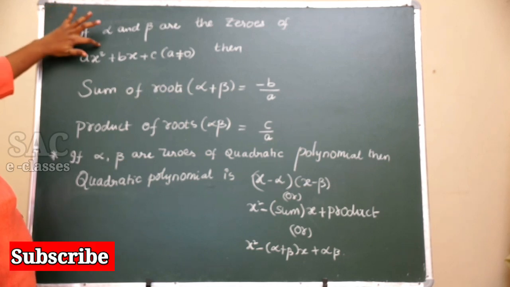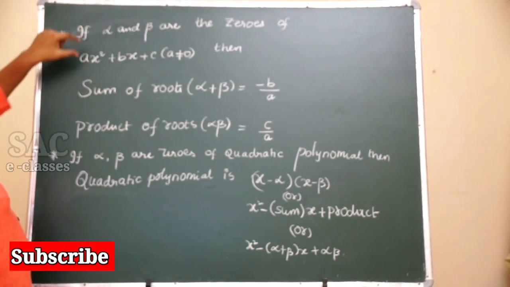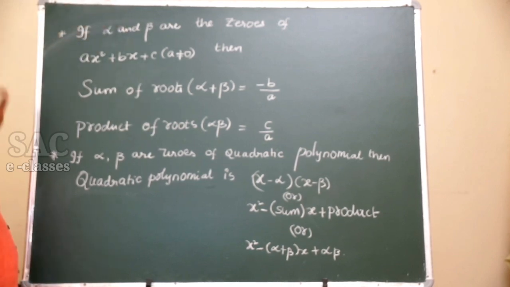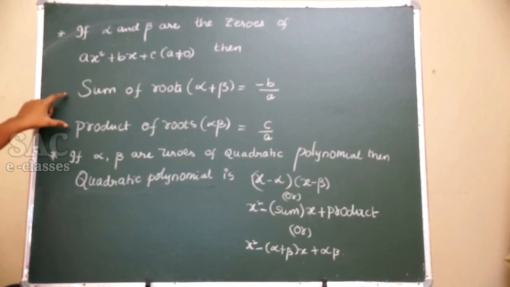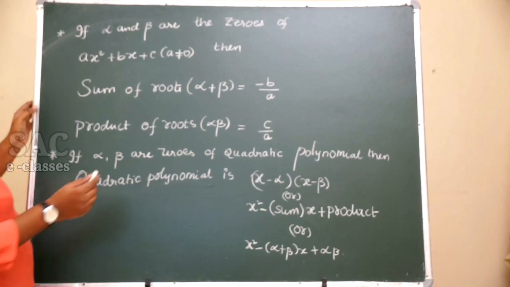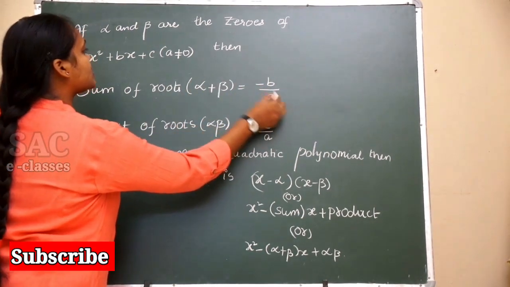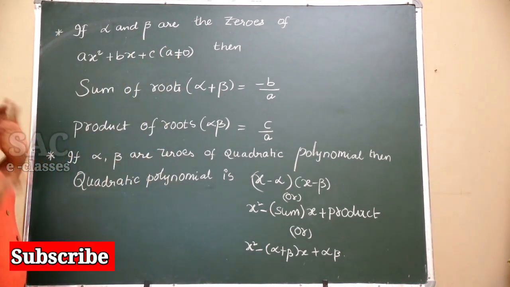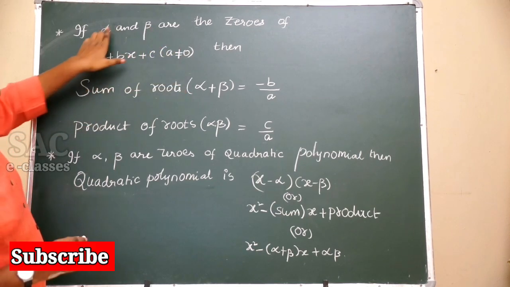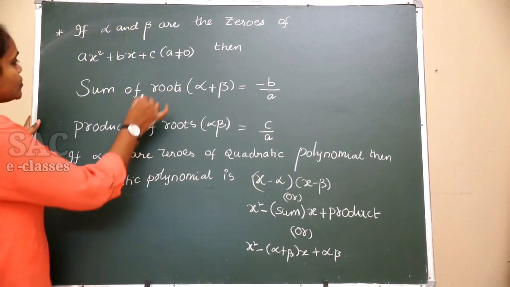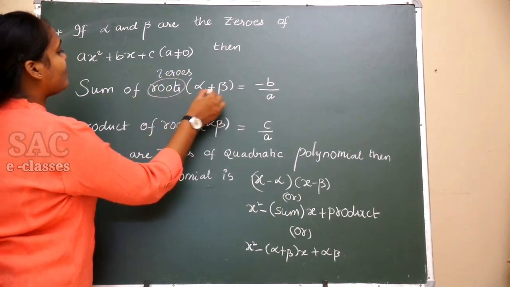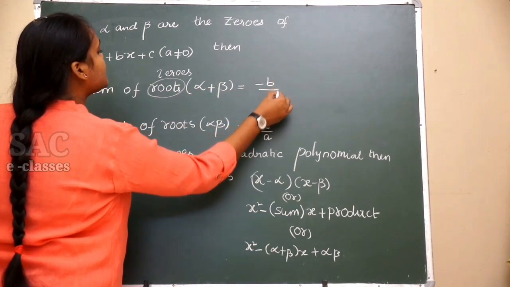Whenever alpha and beta are the zeros of any quadratic polynomial ax square plus bx plus c, we are going to learn the relationship identities of a quadratic polynomial. That means the relationship between the zeros and the coefficients of the polynomial. Sum of the roots, where roots are alpha and beta, or otherwise you can take them as zeros also, no issues. Sum of the zeros, alpha plus beta, is equal to minus b by a.